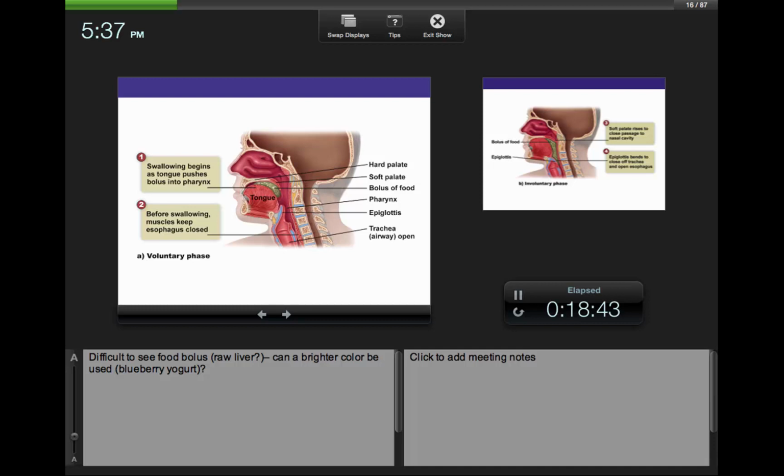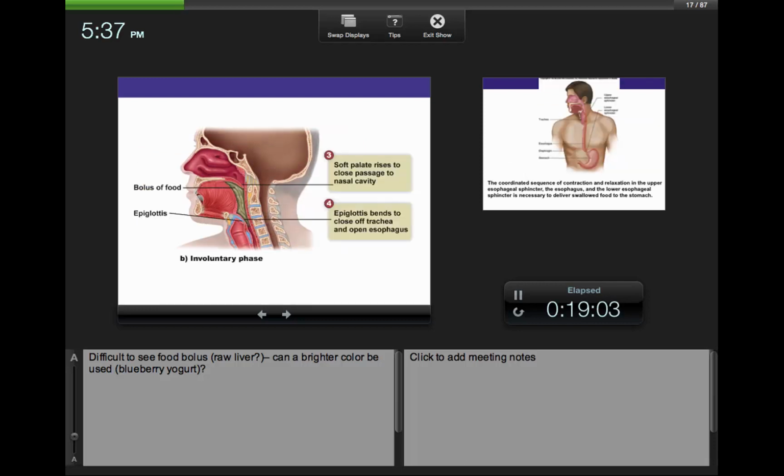You take your tongue and you push the food to the back of your throat, the pharynx. The pharynx is basically the back of your throat here. And then before you actually swallow, there's muscles that keep your esophagus closed. Then the involuntary phase takes over.